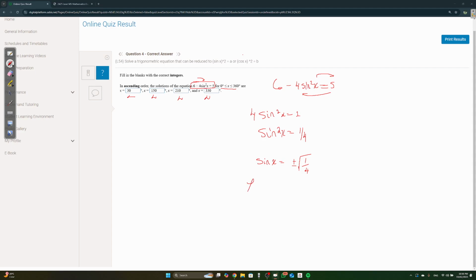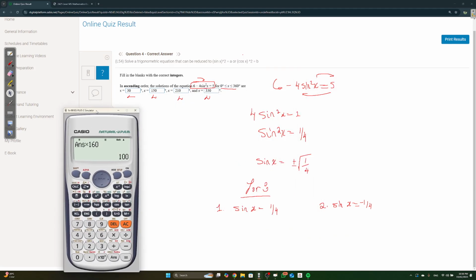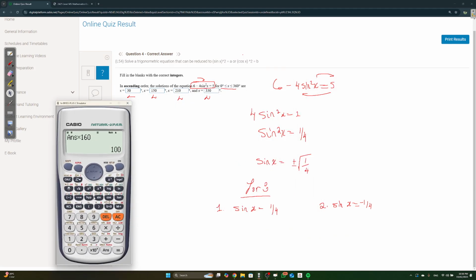You're going to solve for two cases. The first case, sine x is equal to 1 over 4. And the second case, sine x is equal to negative 1 over 4. Easy. I'm pretty sure you all know how to use the shift sine function on your calculator. Make sure you're in degrees. So you do shift sine 1 over 4.